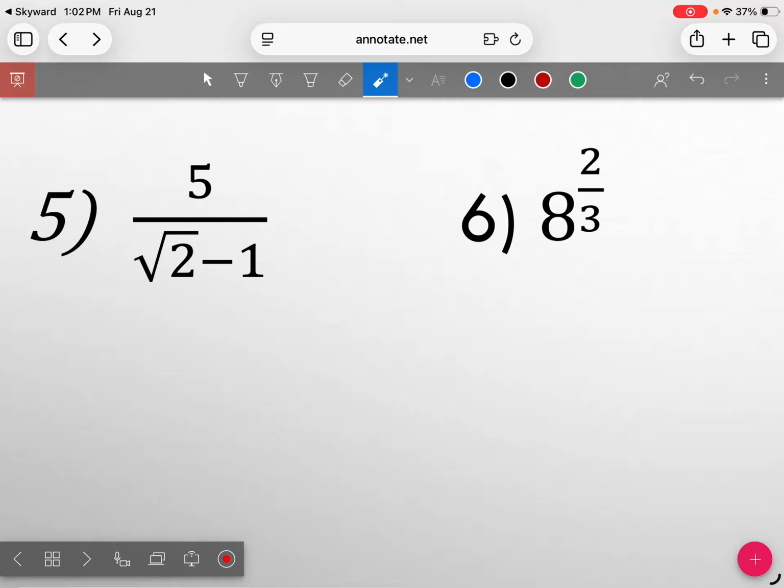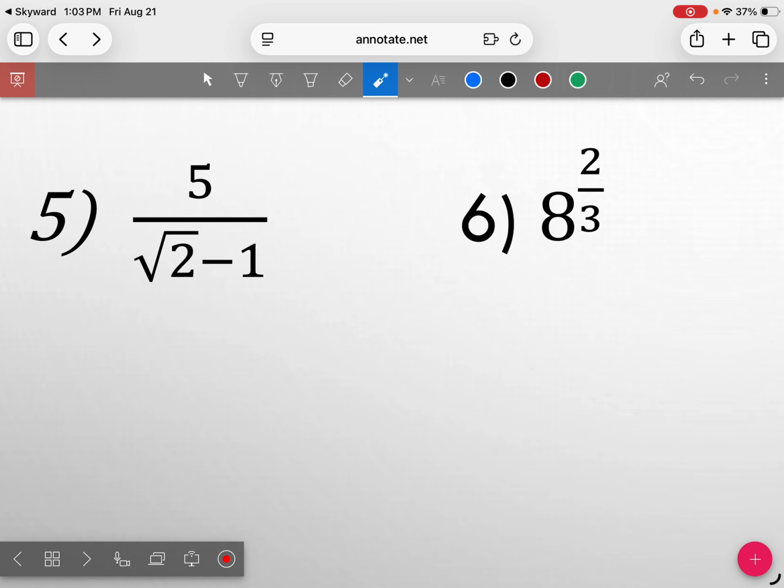All right, so this is 2 terms. In other words, I can't just multiply this by the square root of 2. Now, if this was only a square root of 2 and I took away this minus 1, I could do it the same way I did number 4. But this is called a binomial because there's 2 terms. So what I have to do is multiply by the conjugate.